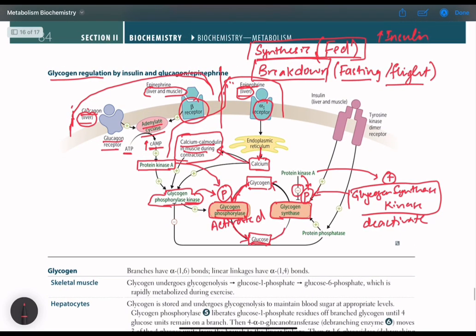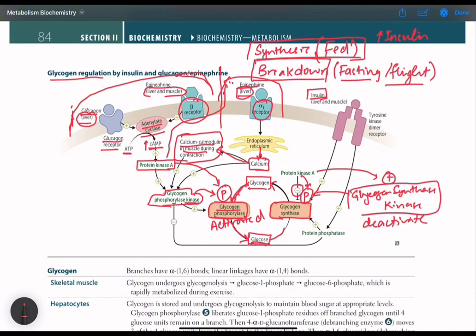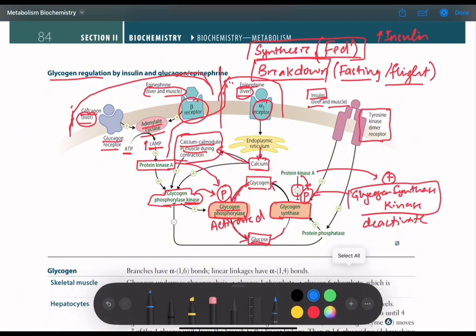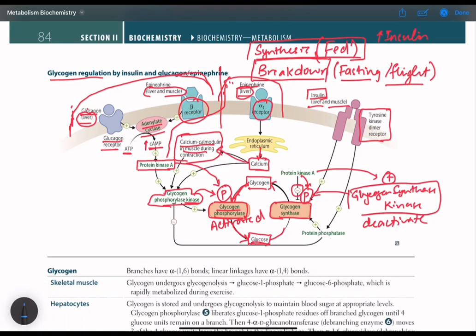We have high levels of insulin in our body. Insulin has receptors on both liver and muscle, and insulin through its receptor tyrosine kinase dimer receptor works opposite to the protein kinase A. It leads to dephosphorylation. For insulin, I will use the blue color. So insulin leads to dephosphorylation, and the dephosphorylated state is opposite. The dephosphorylated glycogen synthase is activated, while the dephosphorylated state of glycogen phosphorylase is inhibitory.